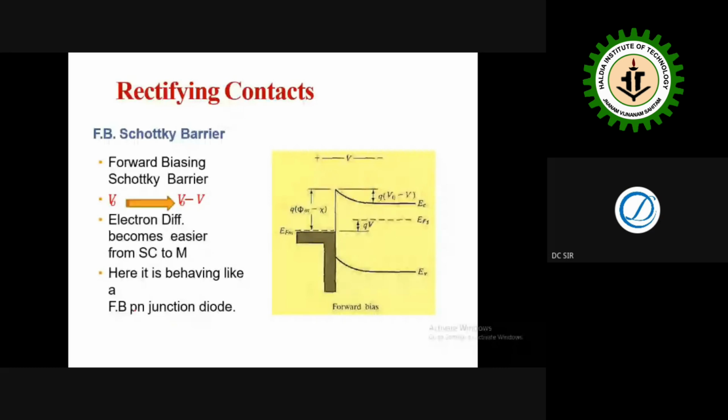And if it is forward bias, then V naught minus V, that means this barrier decreases, and electron drift becomes easier from the semiconductor to the metal. Electron movement from this side to this side is easy. Here it is behaving like a forward-biased p-n junction diode.